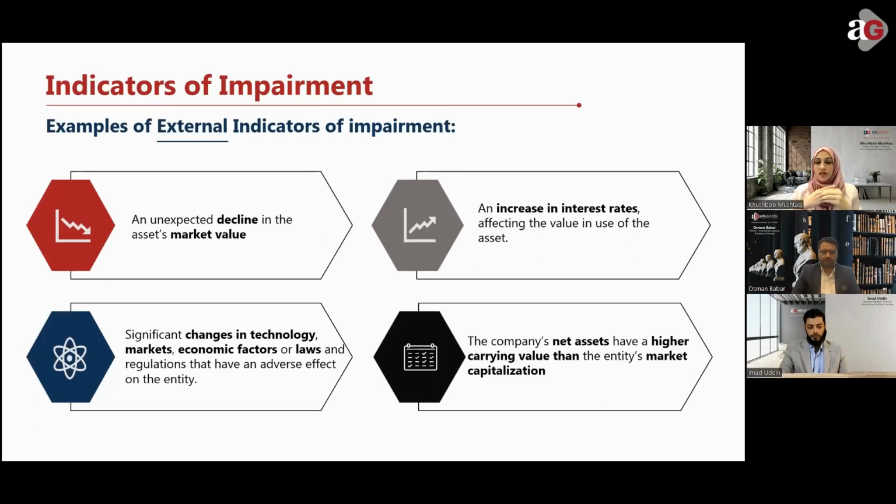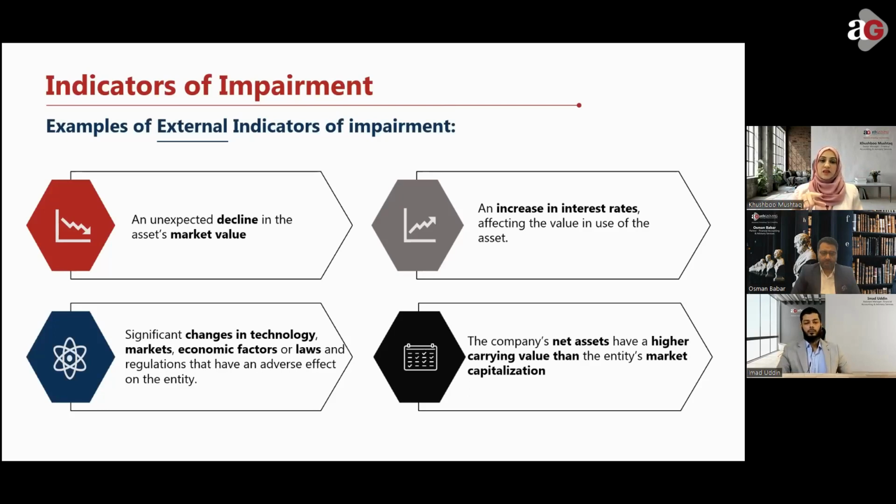And the fourth important condition is the company's net assets having a higher carrying value than its market capitalization. That happens usually when the asset is an investment and its market value or market capitalization is going down, but the carrying value in our books is already high. That's very clear that this asset needs to be tested for impairment.